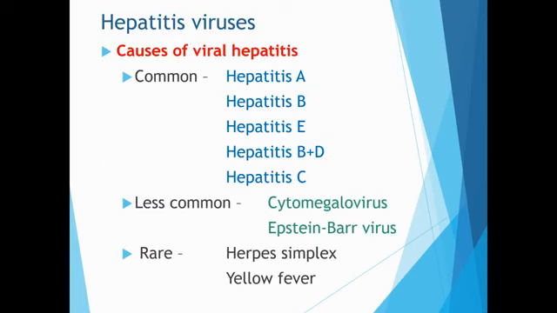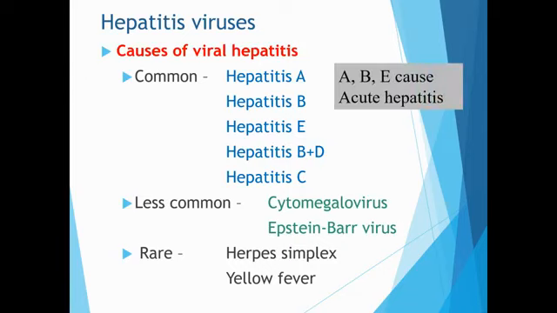Let's have a look at what viruses are involved in a case of hepatitis. There are some common, some less common, and some rare viruses. The common viruses are hepatitis A, B, E, hepatitis D with the help of hepatitis B, and hepatitis C. And the less common viruses are cytomegalovirus and Epstein-Barr virus. And some rare viruses are herpes simplex virus and yellow fever virus.